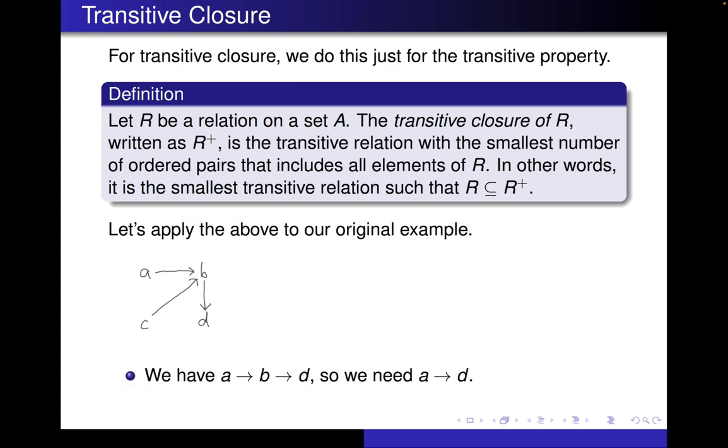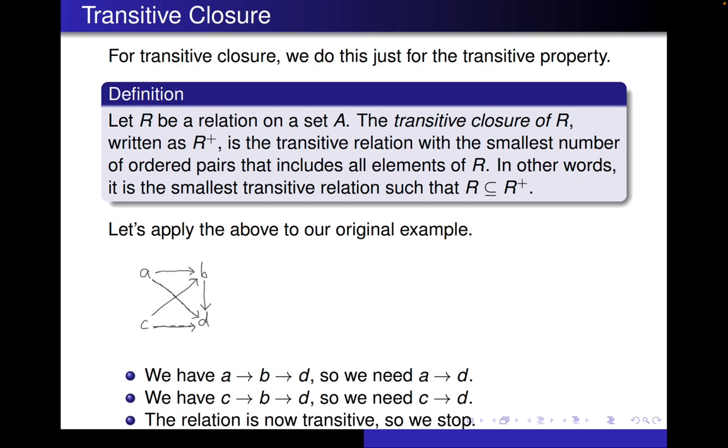So, for instance, we have A related to B, we have B related to D, so in order to make it transitive, we need to have A related to D, which means we've got to add an extra arrow going from A to D. And then we're going to do the same thing with C, B, and D. C is related to B, B is related to D, so to satisfy the transitive property, we need an arrow from C to D. And then notice that the relation is now transitive no matter what three elements we have. If the first one is related to the second one and the second one is related to the third one, already the arrow between the first one and the third one is drawn. So it's a transitive relation now, so we can stop.